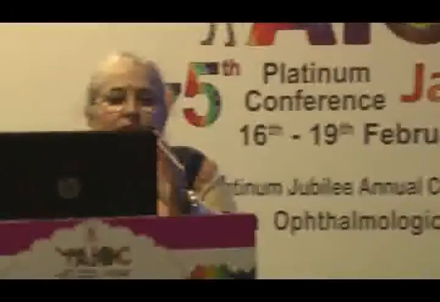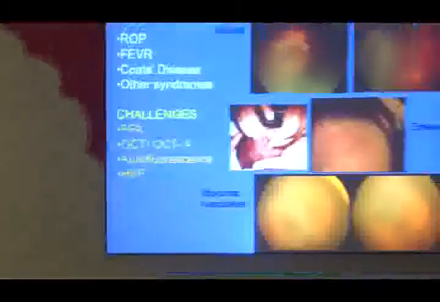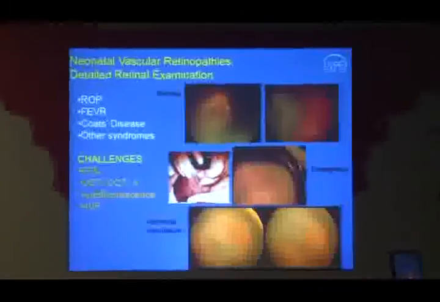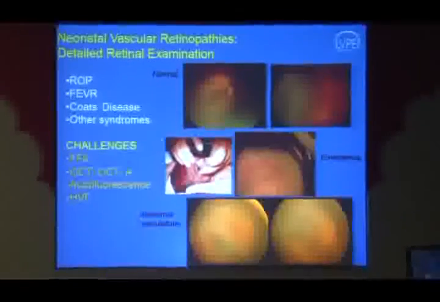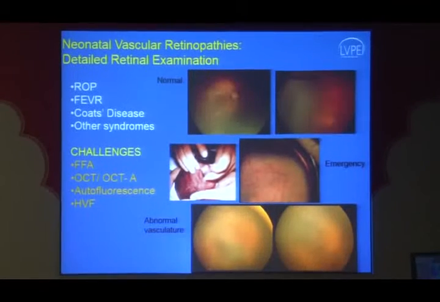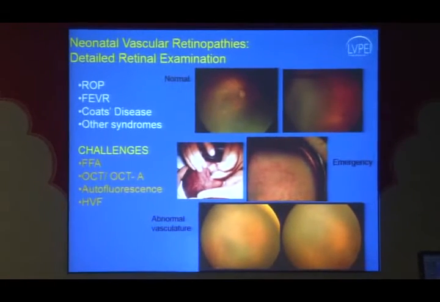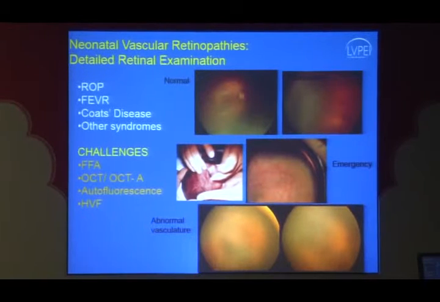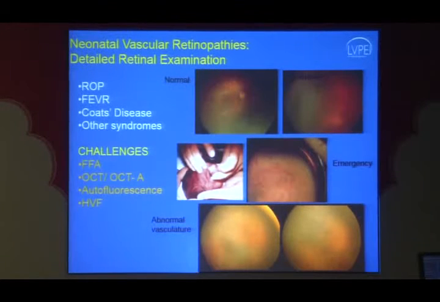Unlike the adult vascular retinopathies, where we have many tools to study the retina in terms of FFA, OCT angio, autofluorescence, visual fields, in the pediatric retina cases currently most of us have only one tool, and that is good indirect ophthalmoscopy. So I think all of us should learn good indirect ophthalmoscopy, and if we have access to fundus photography, that's good. The normal vascular retinopathies which we commonly see are ROP, FEVR, and Coats disease.